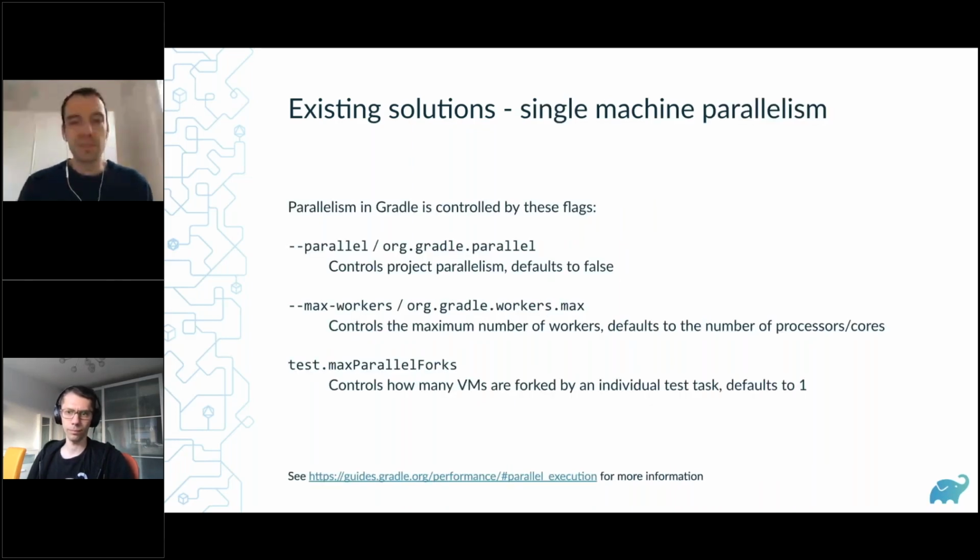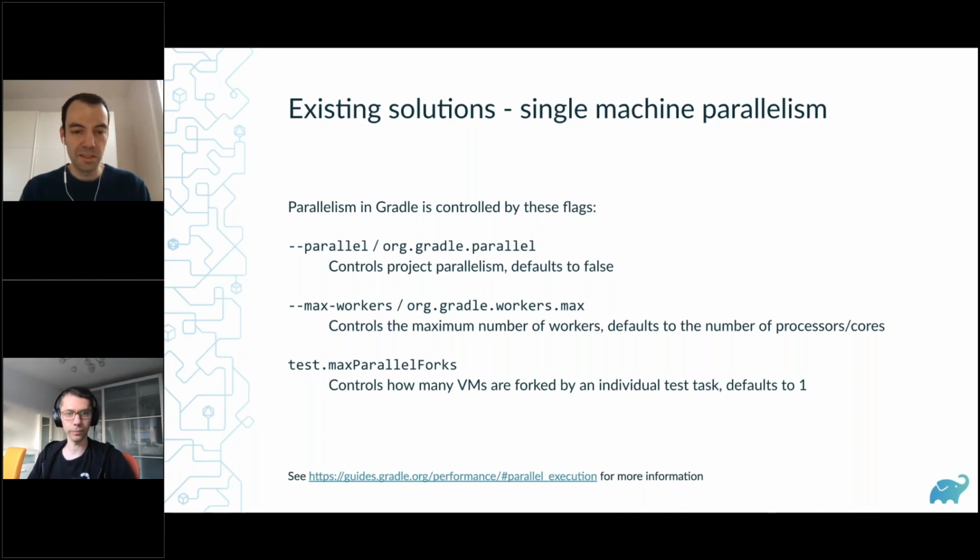Another existing solution is called single machine parallelism, and that's a built-in feature in Gradle. It's controlled by a couple of flags, so you can enable it with --parallel. Project parallelism means that tasks in different subprojects in a multi-project build will run in parallel. By default, it's off. It can significantly speed up your build, not just your tests. Another flag is max workers. In addition to parallel, it controls the maximum amount of parallelism that you can achieve on a machine, and it defaults to the number of processors or cores on your machine. So say you have an 8-core machine and you enable --parallel, then up to 8 tasks can run in parallel.